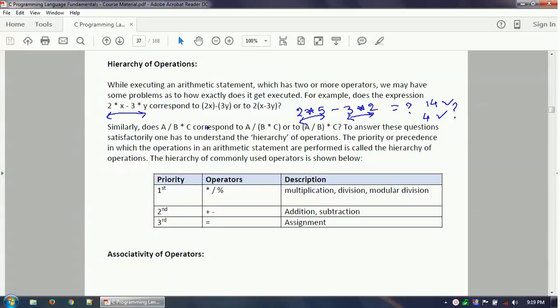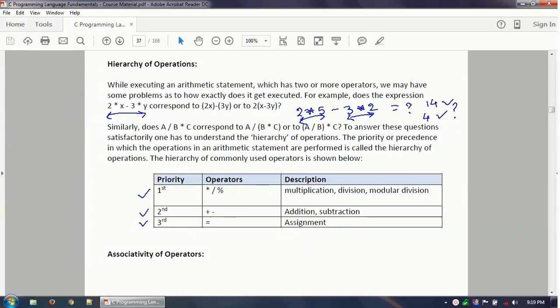Which operator is evaluated first compared to other operators? So that is why the precedence comes into picture, the priority comes into picture. So C has a first priority of multiplication, division and modulus operator. Then the second priorities are plus and minus, which is addition and subtraction, and the third is the assignment operator.